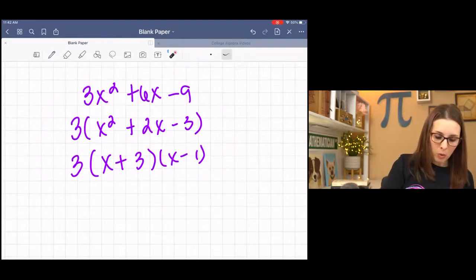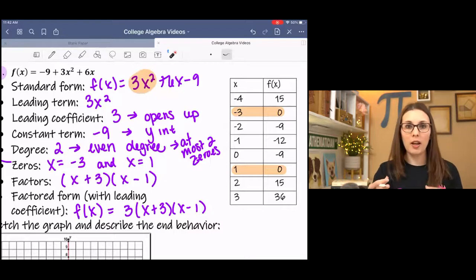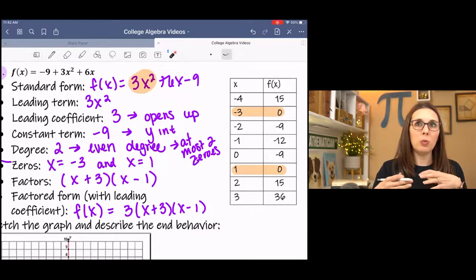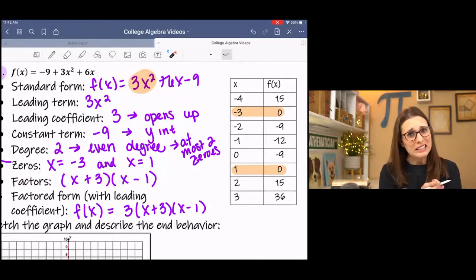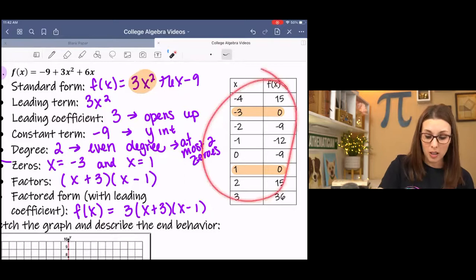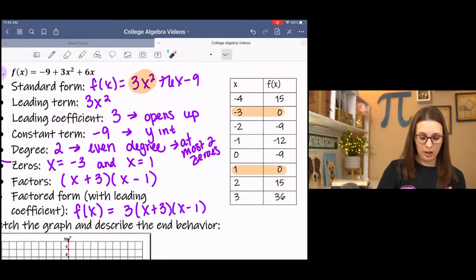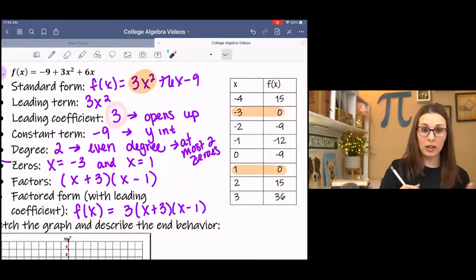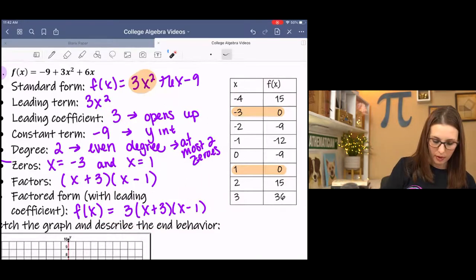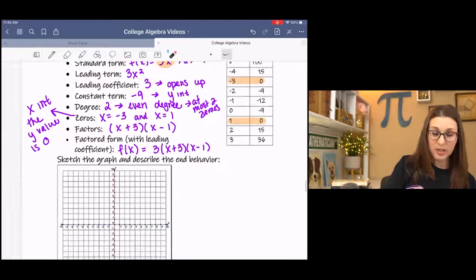But the reason why I wanted to show it to you this way was because when we move further into polynomials with higher degrees, you're not going to be able to do that so easily. If you have x to the 5th power, that's going to be real hard to factor. And so if you can find the zeros, then you can write it in factored form using those zeros and the leading coefficient. Now I'm going to sketch the graph.